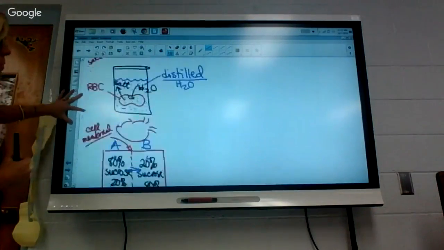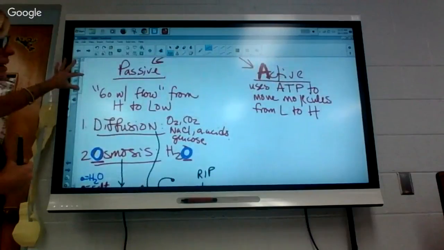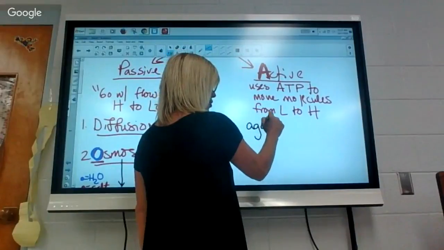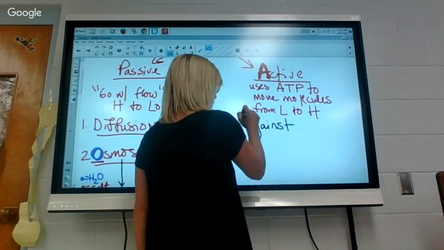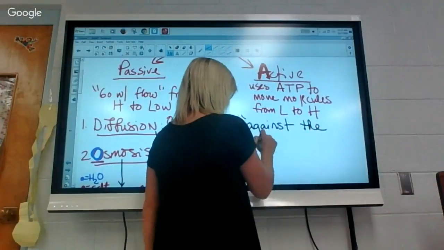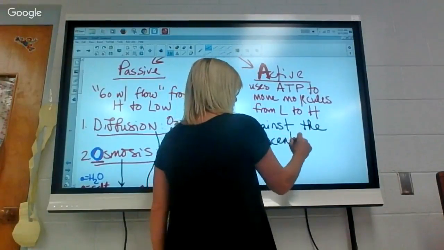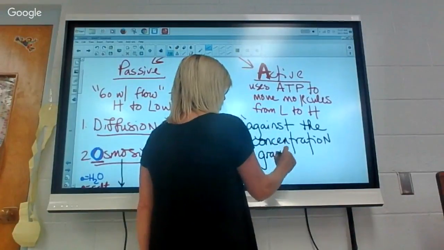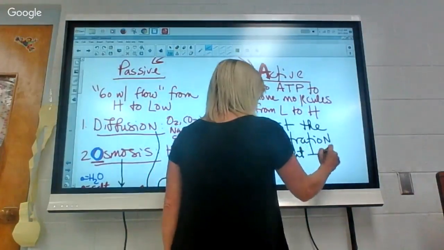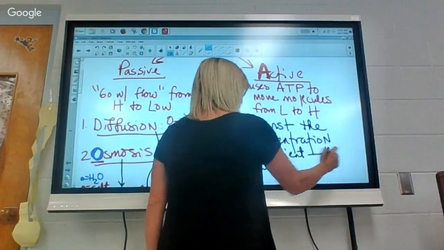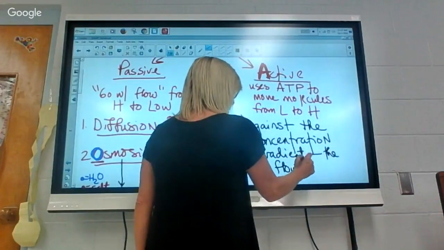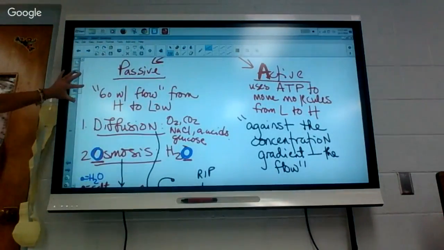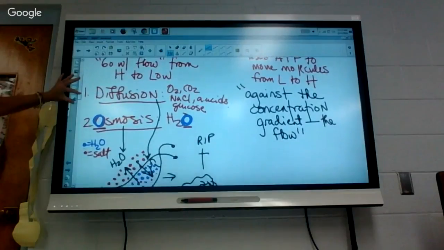All right. So up here on the active side, you already said it's low to high. We need to add against the concentration gradient, against the flow. We're almost done with notes, y'all. So yeah, concentration gradient against the flow. All right, it's kind of like, no, don't go with the flow. That's what this one is. It's kind of, we have to use energy to be able to push it against.